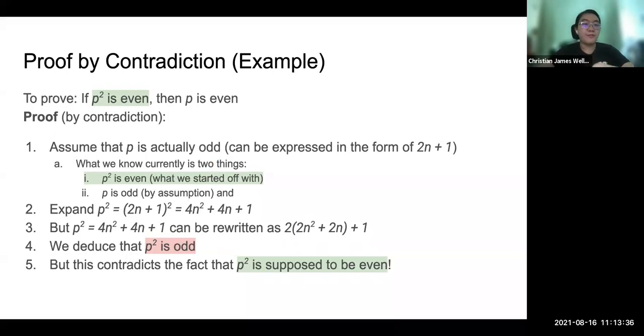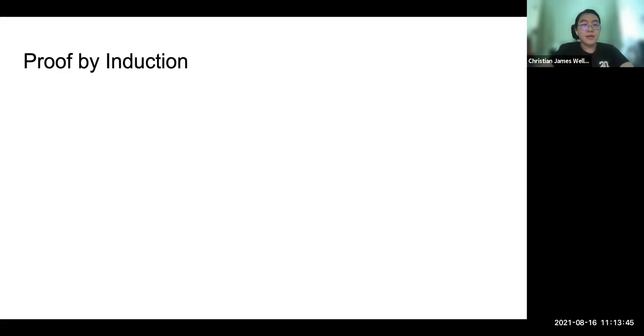This is a really rudimentary example. If you want a more advanced example, I think the classic example is proving that the square root of 2 is irrational. I can look it up.